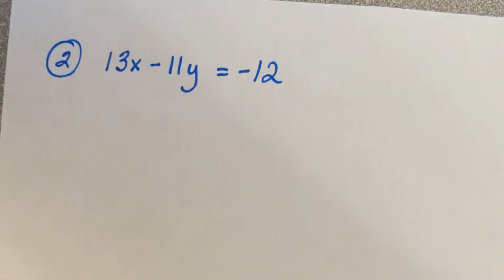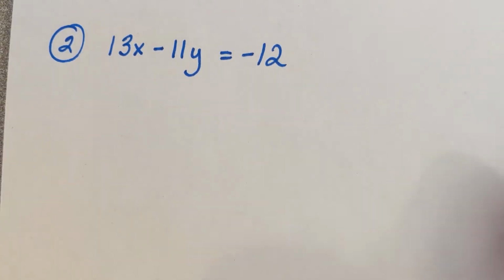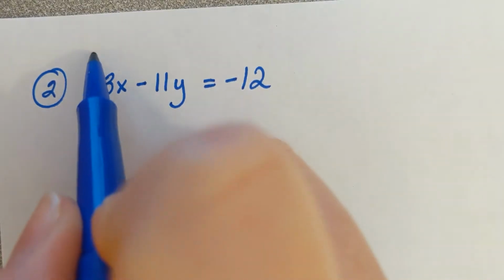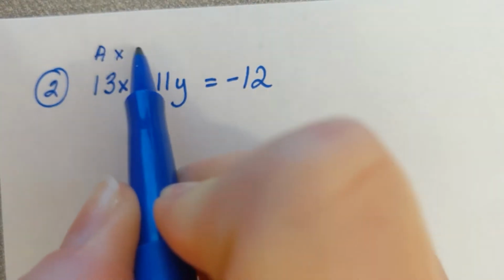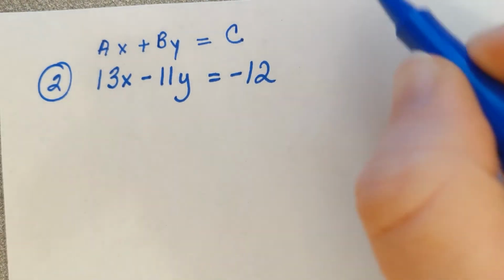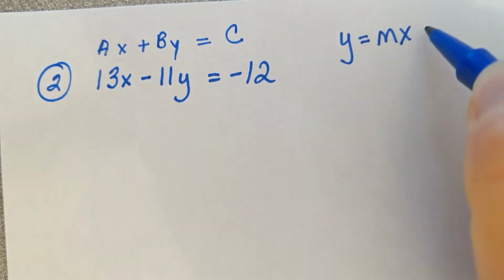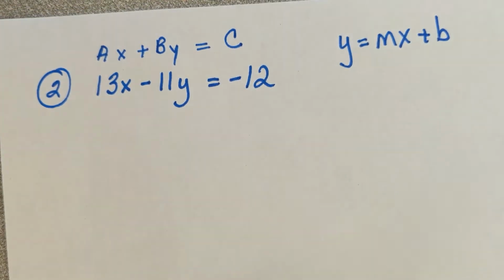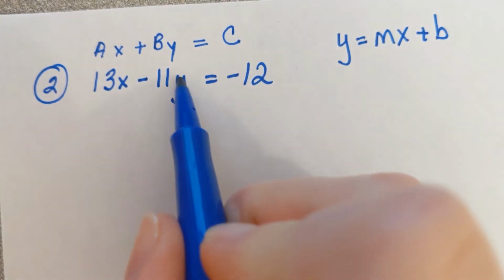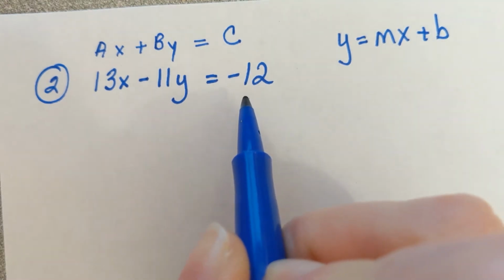All right, the directions ask us to write the slope-intercept form of the equation of the line. This right now is in standard form. Standard form is ax plus by equals c, and slope-intercept form is y equals mx plus b. So that's what we want. We want the y by itself, which means we need to isolate this y here and move everything else over to the other side.